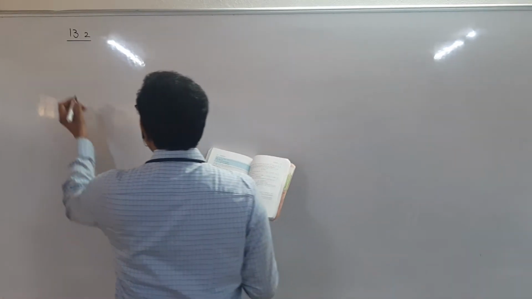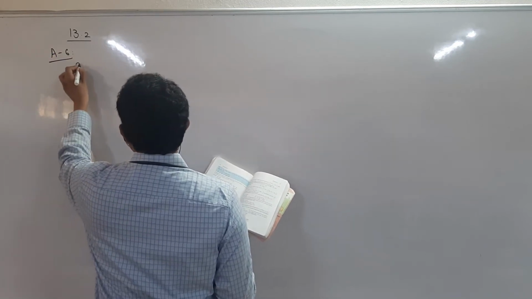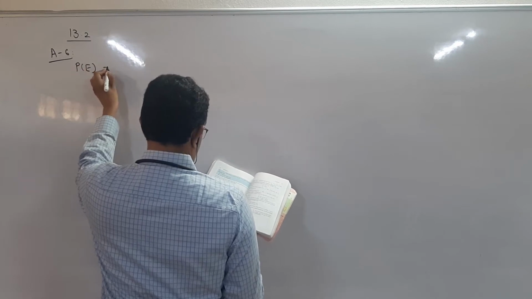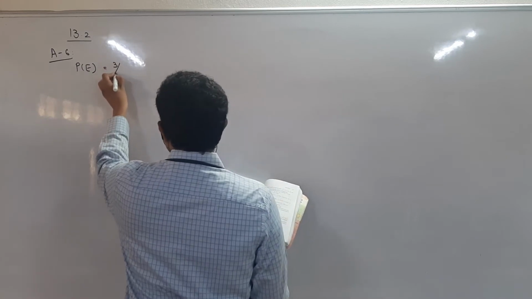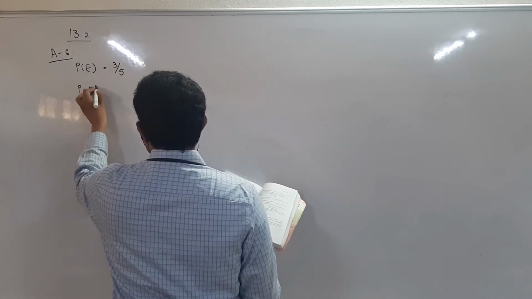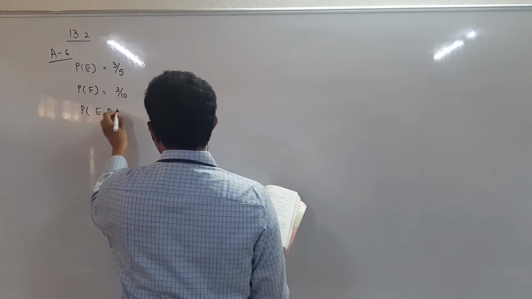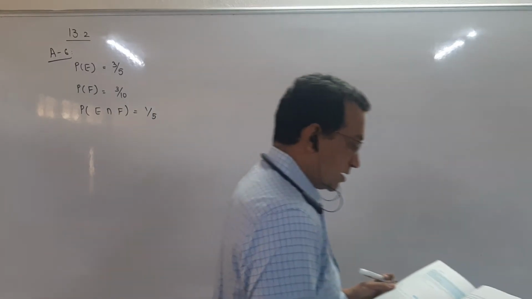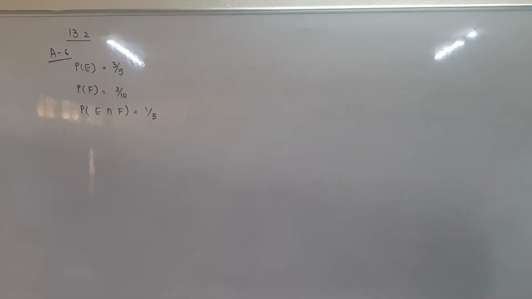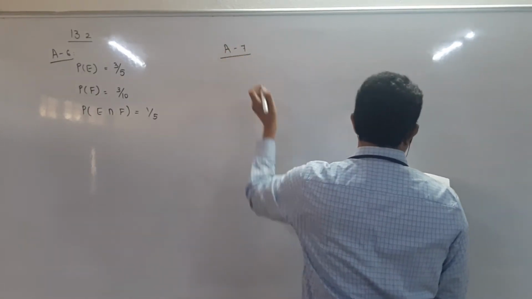Now, E and F are independent events, and E and F are any given events, such that P of E is 3 by 5 and P of F is 3 by 10 and P of E intersection F is 1 by 5. Here we are to check whether events E and F are independent or not. And I am also noting down the 7th sum.